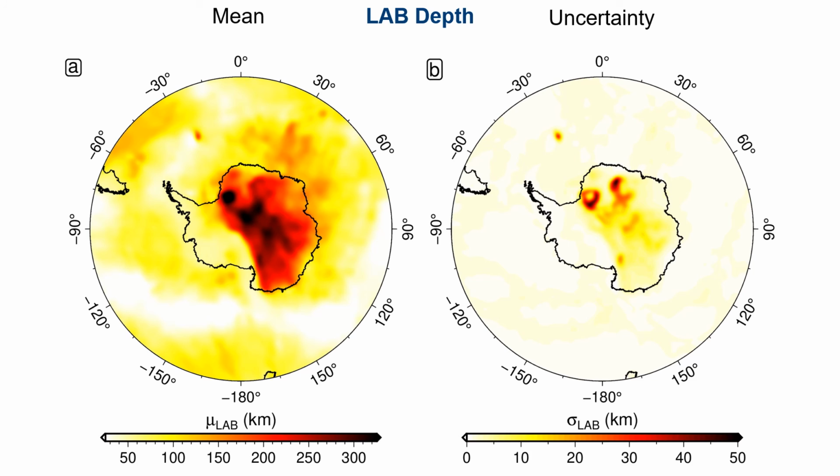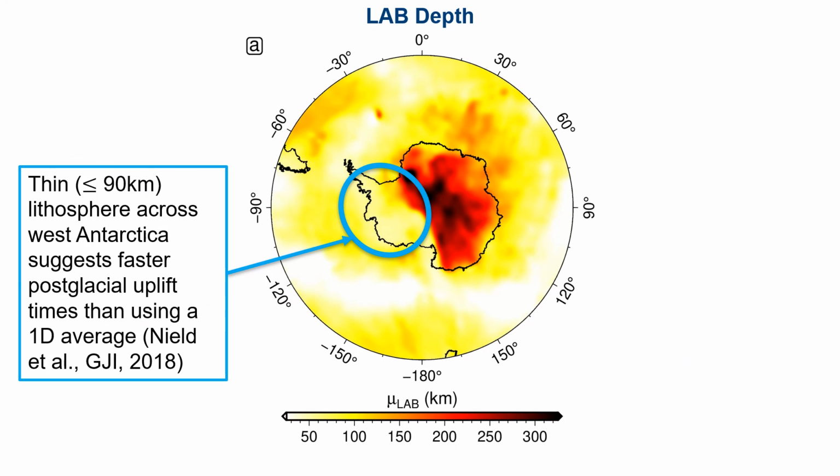The second output of interest here is the laterally varying depth to the 1200 degrees centigrade isotherm, which serves as a proxy for lithosphere-asthenosphere boundary depth. In panel A you can see the mean and in panel B the uncertainty. Thinner than average lithosphere predicted over West Antarctica suggests faster GIA response times when compared to 1D average LAB models.